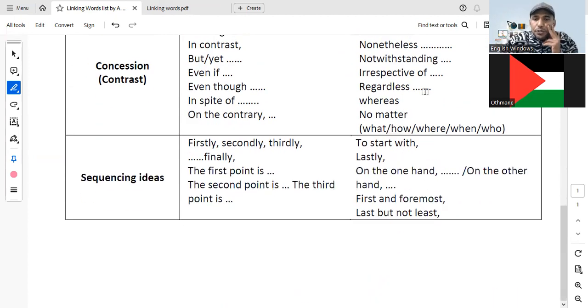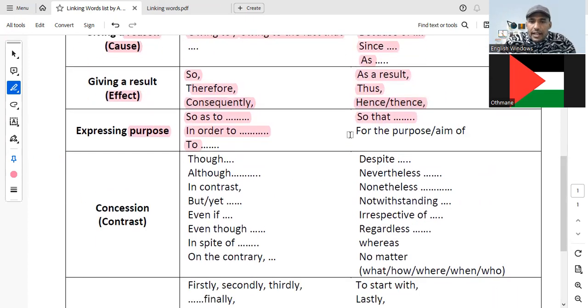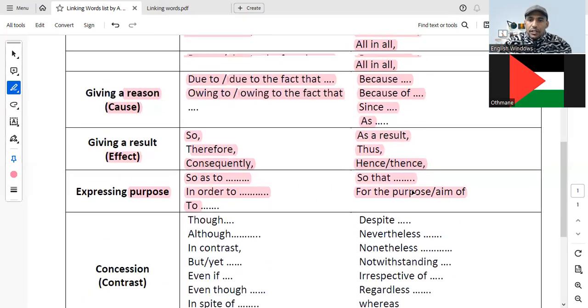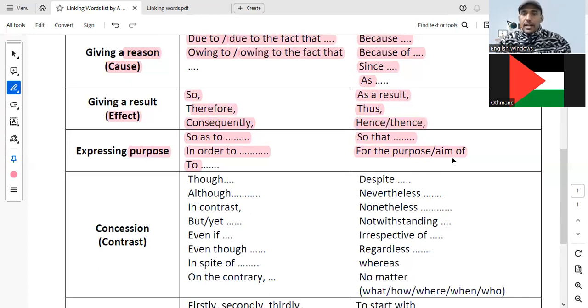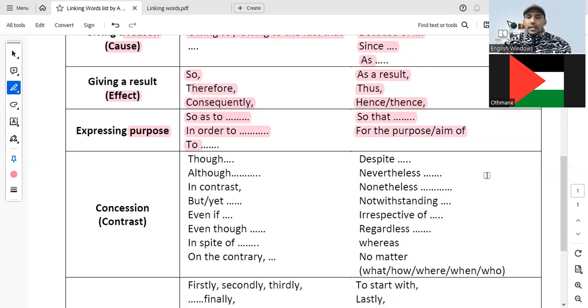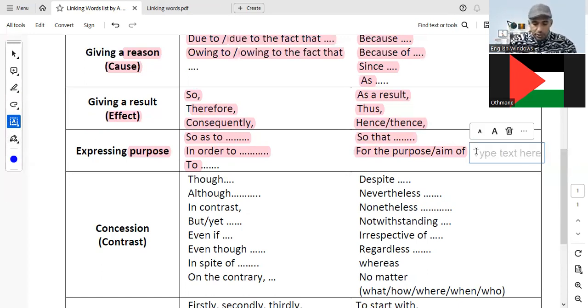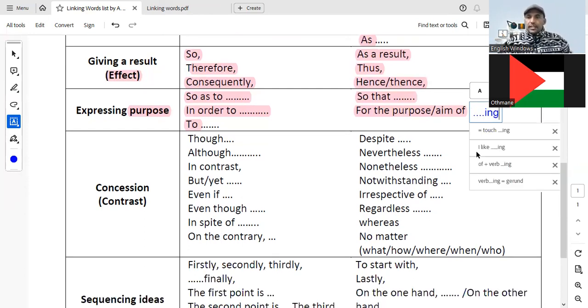And here again, for the purpose of, or for the aim of. Aim means the purpose, or objective, it's the same. And of course, we have "of" here, so the verb that comes later must be in the gerund, -ing at the end. I work hard for the purpose of succeeding, or of passing the exam, or whatever.